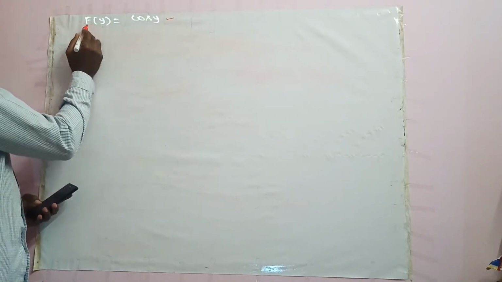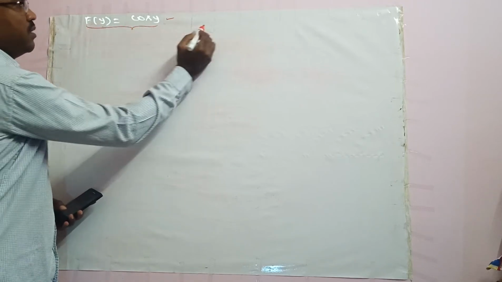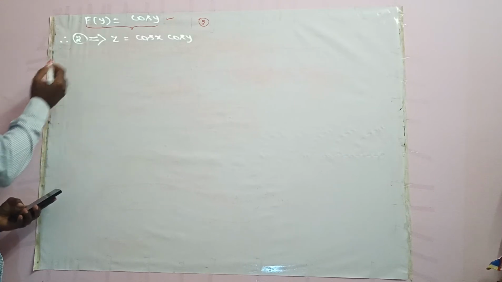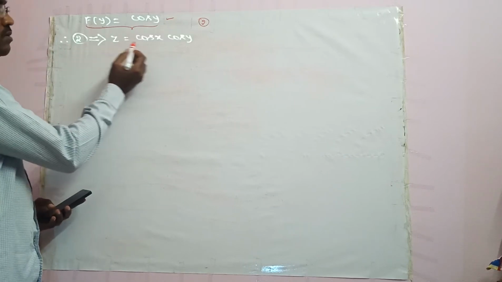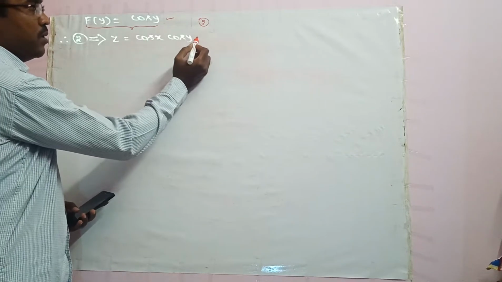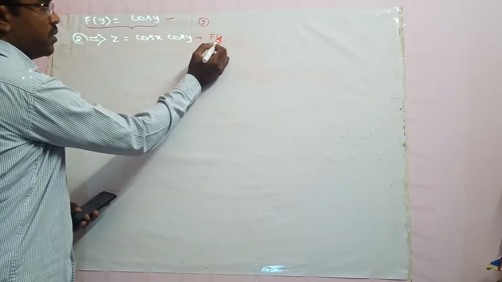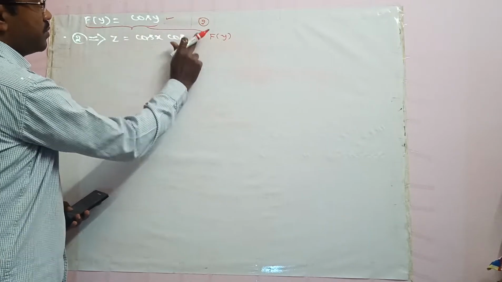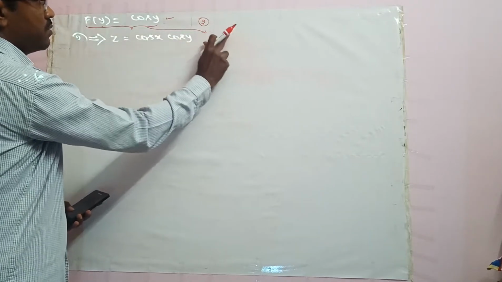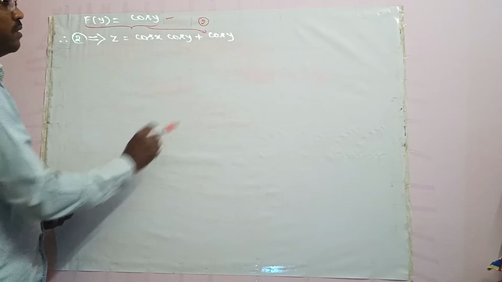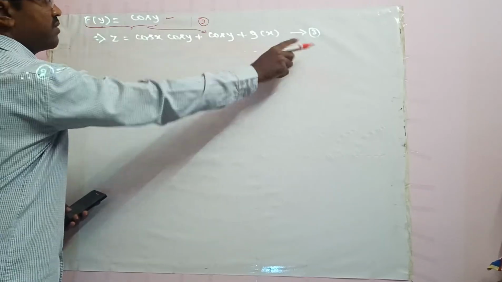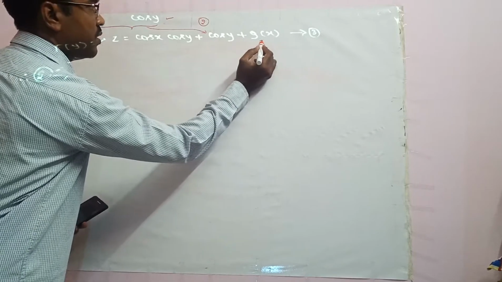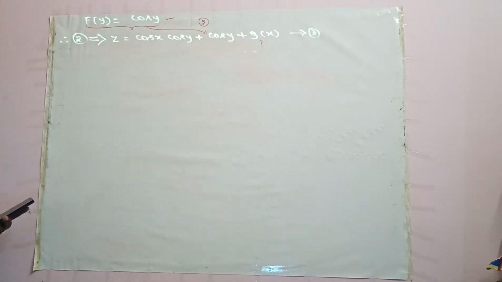Now let us substitute this capital F of y in equation number 2. Let us see what happens. Equation 2 implies z is equal to cos x cos y plus capital F of y, whose value is cos y, plus g of x as it is. Call it equation number 3. Now the only thing is we need to find what g of x is.